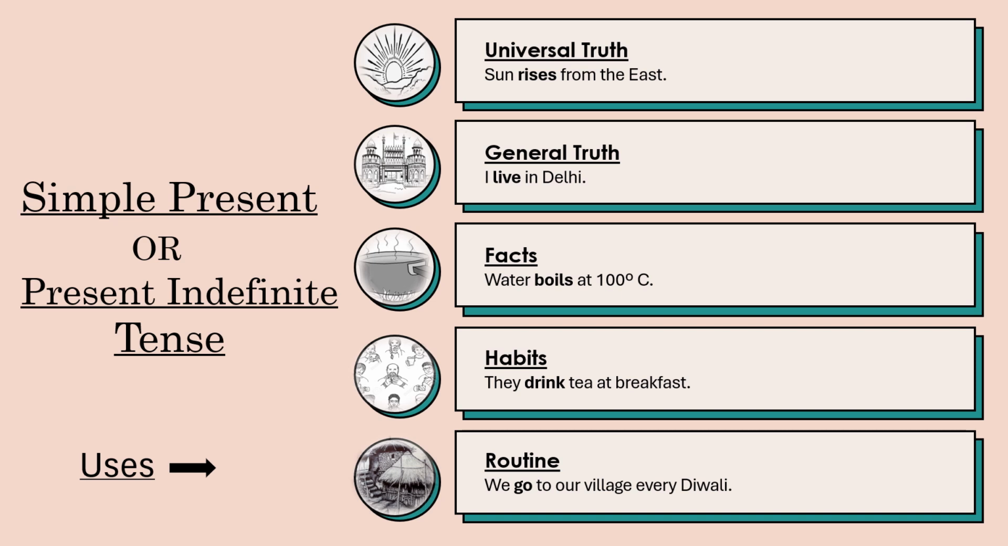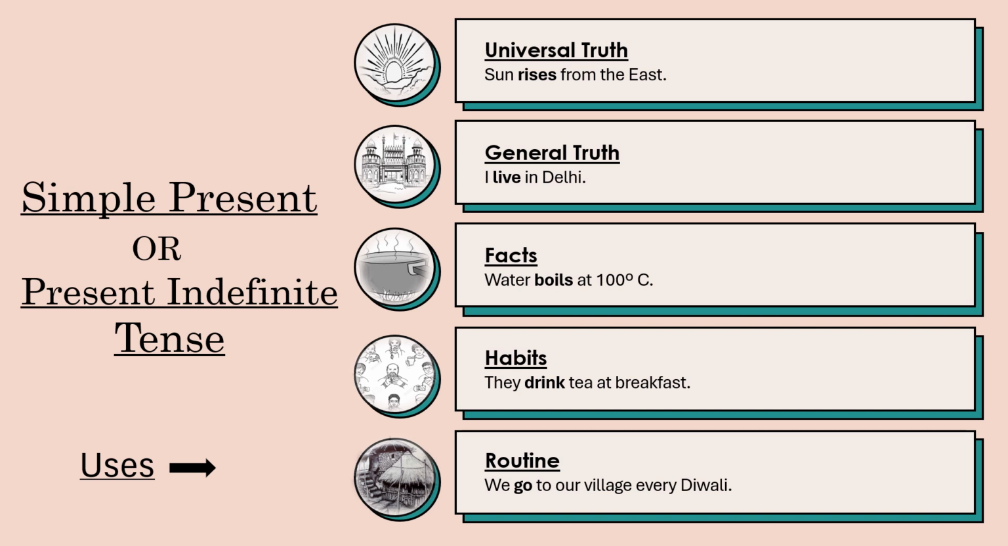So again, we have used simple present or present indefinite here. The last use in this slide that we are going to discuss is the routine. So a work that we do on a regular basis comes under this category. For example, we go to our village every Diwali. So go is the verb here. Now we go to school every day. Every day, this is also a routine. So here also we'll use simple present tense.